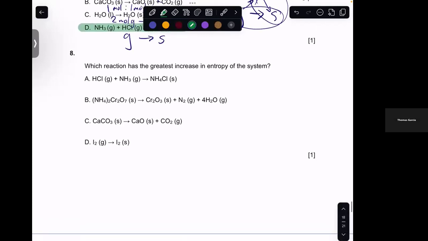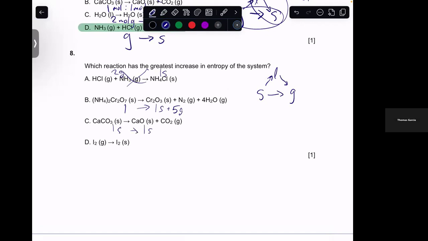All right. Which reaction has the greatest increase in entropy? This is the exact opposite of the last one. So now we're looking for solid to gas or solid to liquid to gas. So we have 2 gas to 1 solid. No. We have 1 solid to 1 solid and 5 gas. That's a really big increase. We have 1 solid to 1 solid and 1 gas. That's a big increase, but not as much as B, so we'll disregard it. And we have 1 gas to 1 solid. Nope. Our answer must therefore be B.